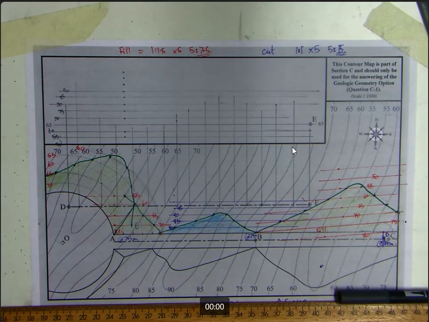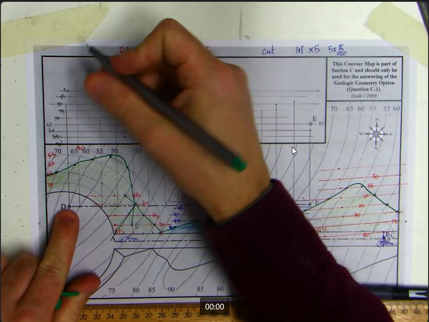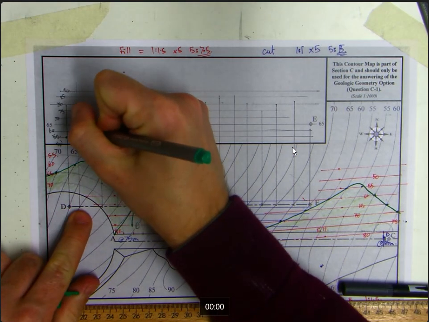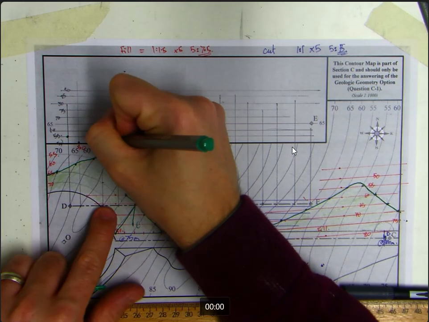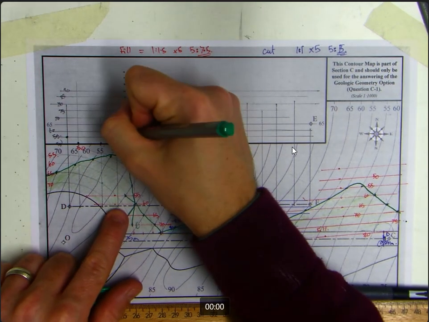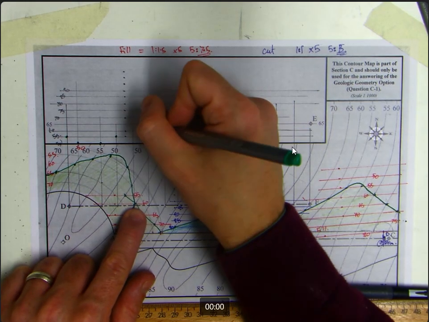So we put in our dots here for this then. Okay, so we're starting here on 55. Then we go to 50. Then we go to 50 again. Then we go to 55. Then we go to 60.